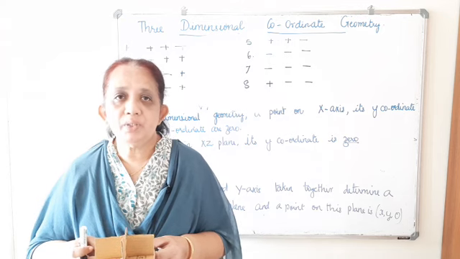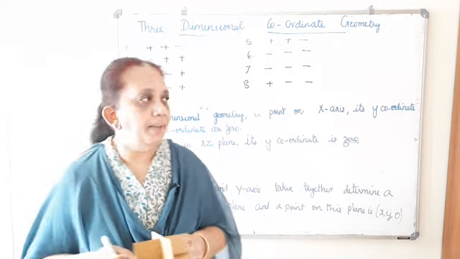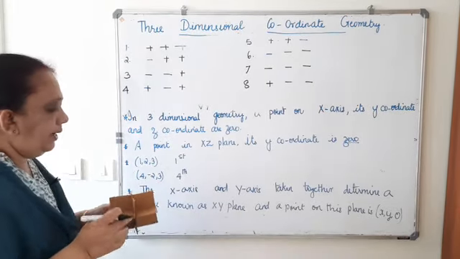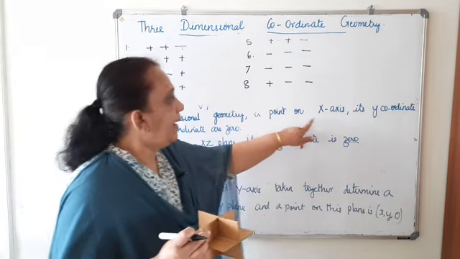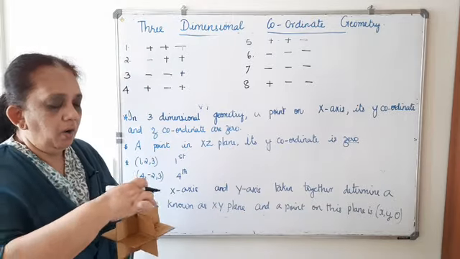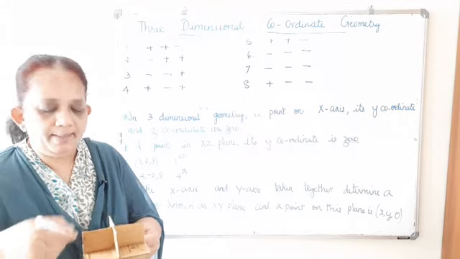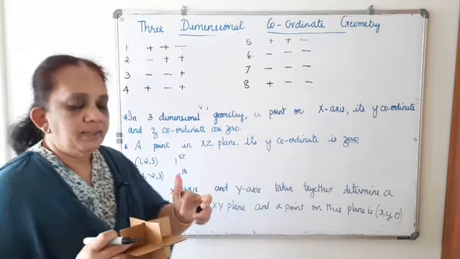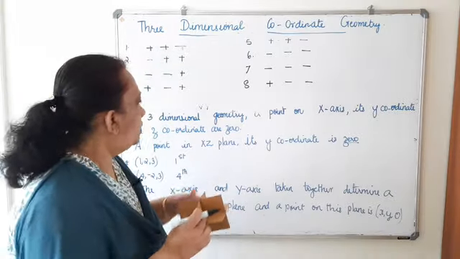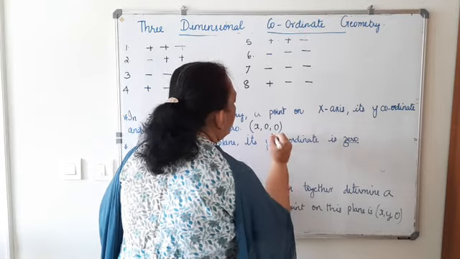Whereas in two-dimensional geometry, the plane of the board or the plane of the paper is divided into 4 quadrants. Now, when you consider a point on the x-axis in 3-dimensional geometry, its y-coordinate and z-coordinate are 0. So it will be in the form of x, 0, 0.